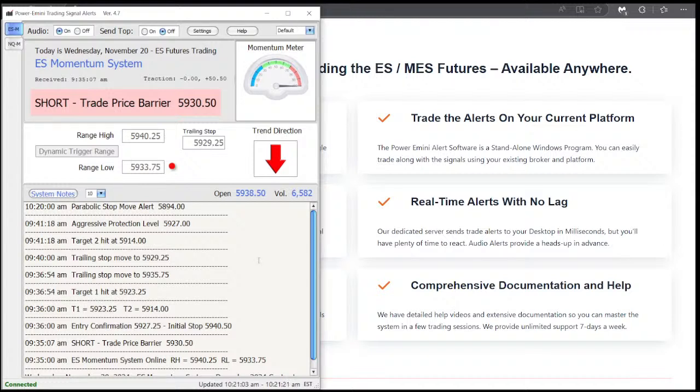Now, once a user's been using this a while and starts to scale up on contracts, you shoot for the 2 targets and then you go for a runner.